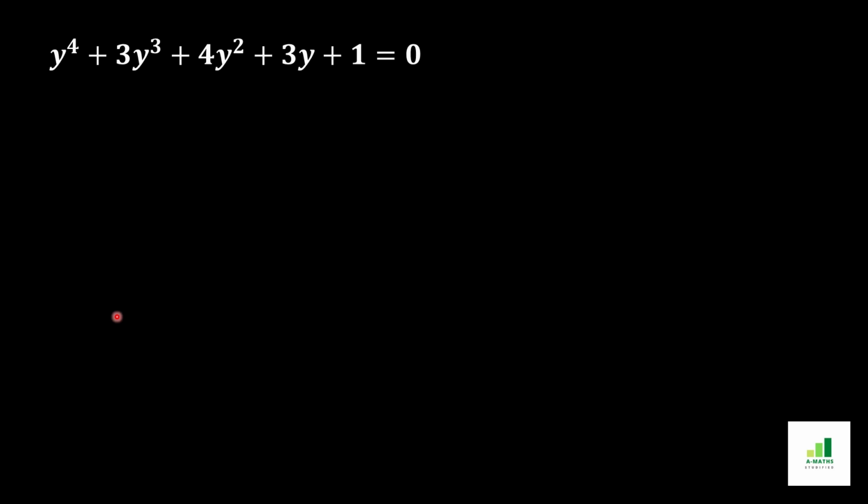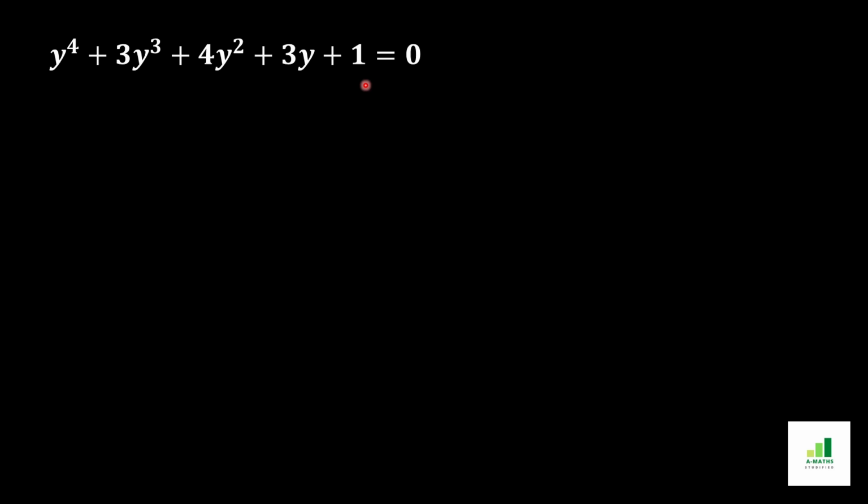Today in this video we are going to solve a question: y to the power 4 plus 3y cube plus 4y square plus 3y plus 1 equal to 0. You can see that this looks like a complicated question, and we will solve it for y. Most people think it's a very hard question, but you will see inside this video how easy it is, and you can solve it by using simple steps. How? Let's begin our video.